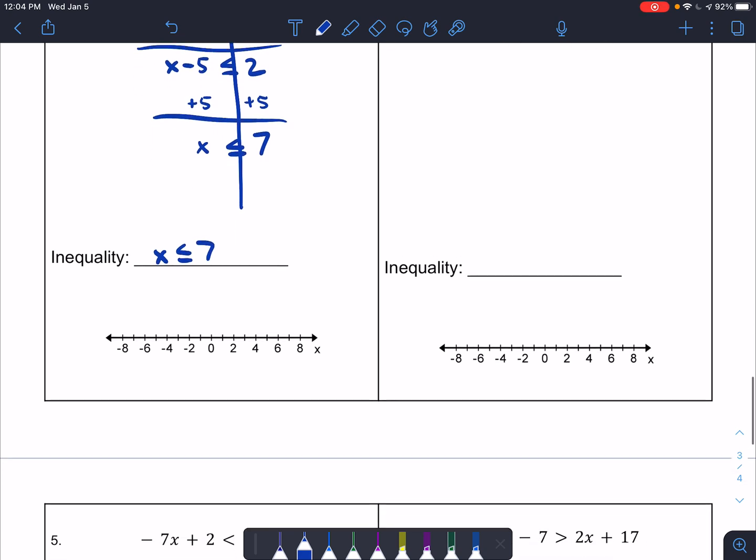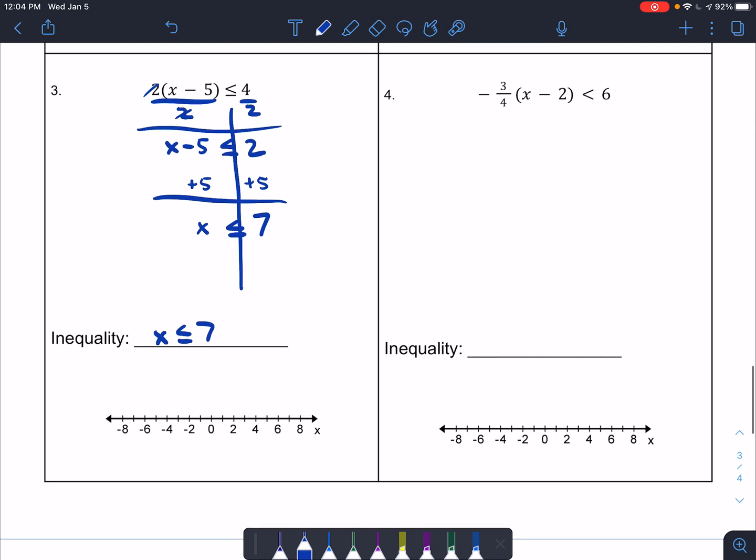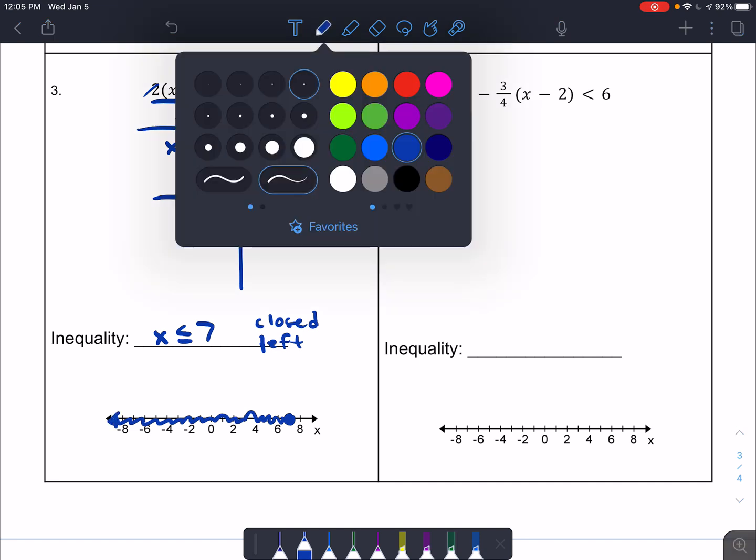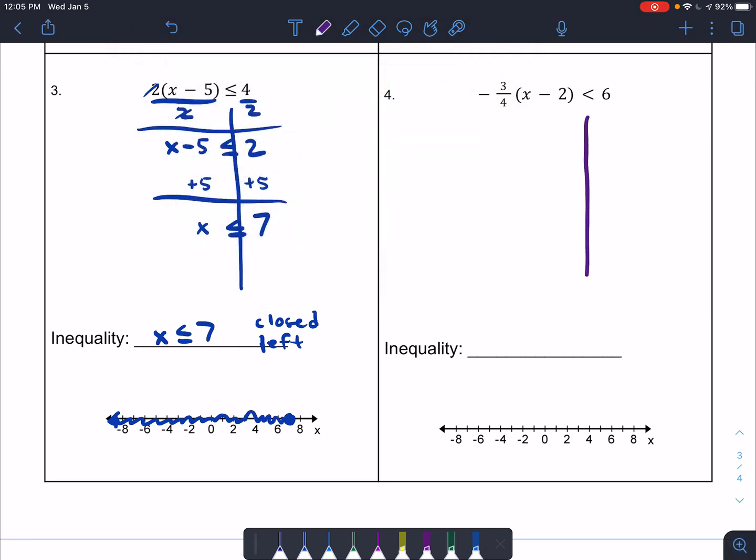So when I decide to graph this, I mark 7. Because it is or equal to, it's going to be closed. And because it is less than, now I am shading to the left. So I close and I shade. It's a bad shading, but yeah. Again, they can continue to be a little more challenging, and that is okay. We know what to do. We're solving this all the same.